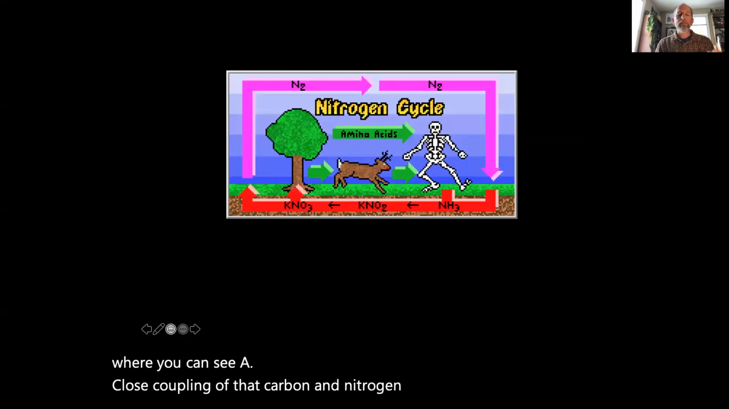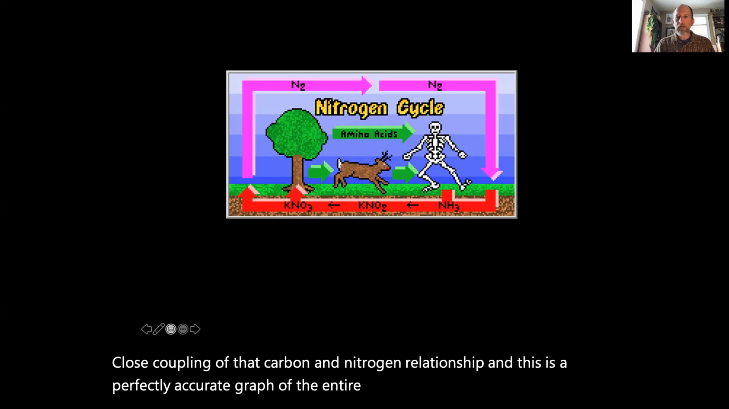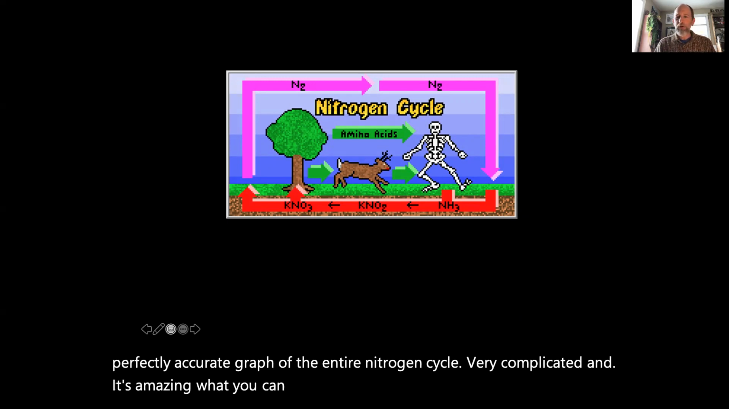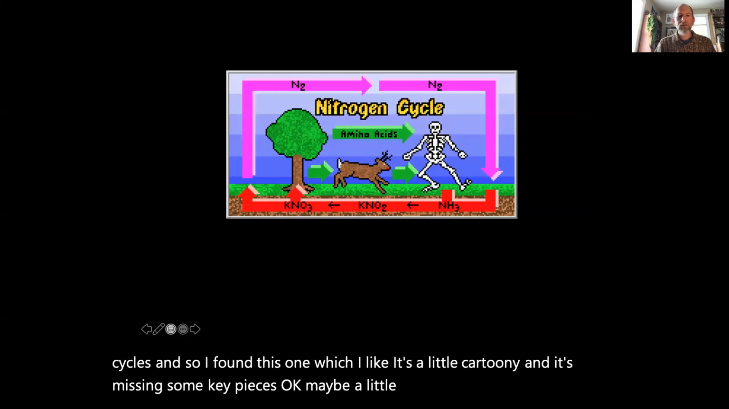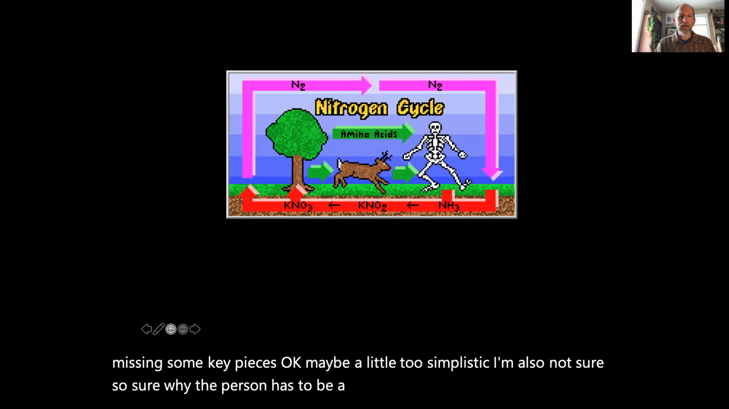And this is a perfectly accurate graph of the entire nitrogen cycle. It's very complicated. And it's amazing what you can find when you just do searches for nitrogen cycles. And so I found this one, which I like. It's a little cartoony, and it's missing some key pieces. Okay, maybe a little too simplistic. I'm also not so sure why the person has to be a skeleton. And then it shows amino acids. So anyway, maybe we better get a little more complex.